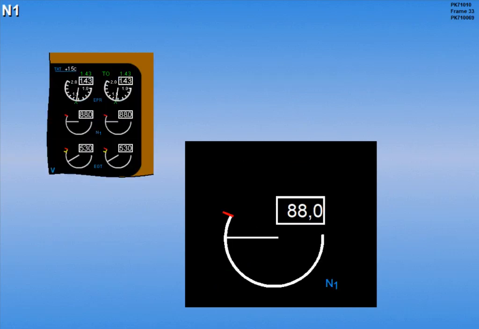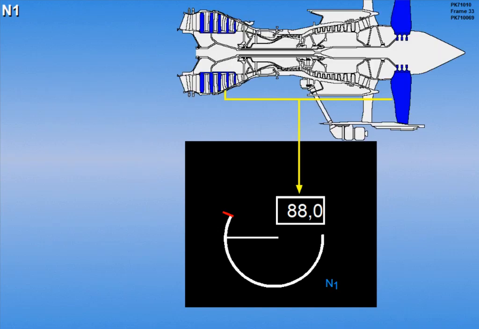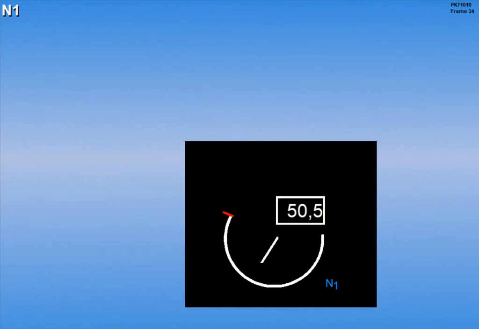Located below the EPR indicators are the N1 indicators, which display the percent RPM of the N1. A moving white pointer and a digital indicator show actual N1. At the top of the arc is a red radial line indicating the maximum operating limit. N1 operation at or above this limit will cause the digits and pointer to turn red.